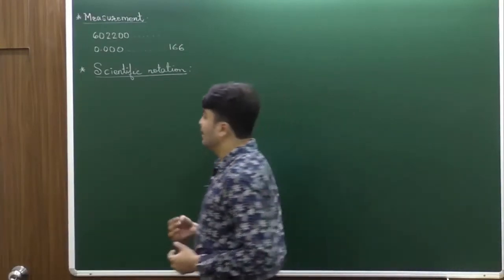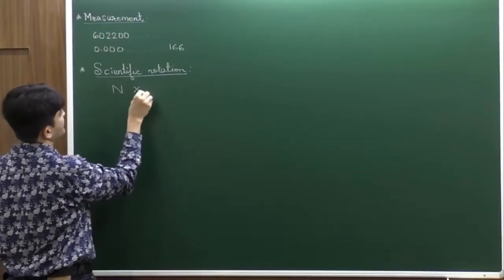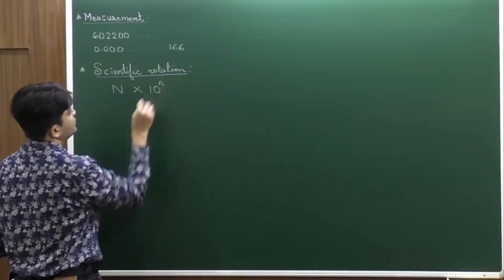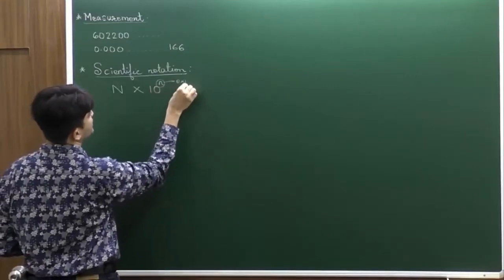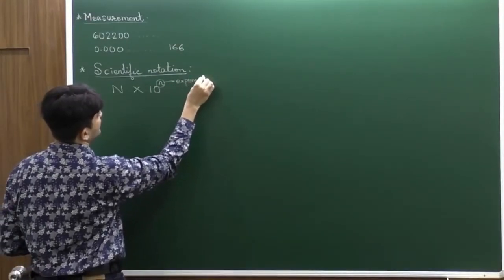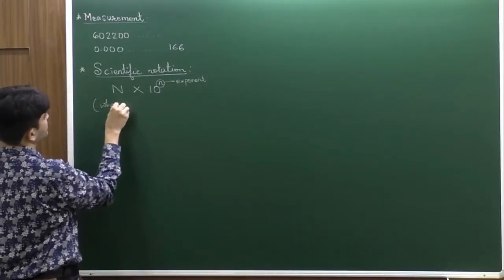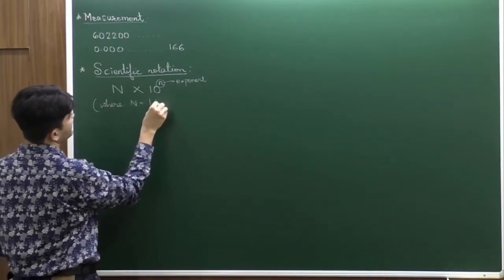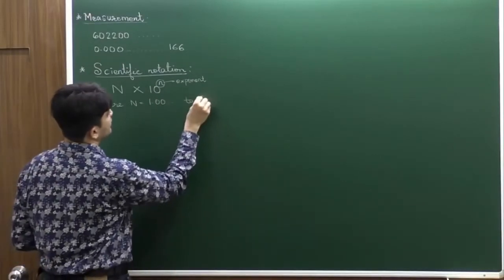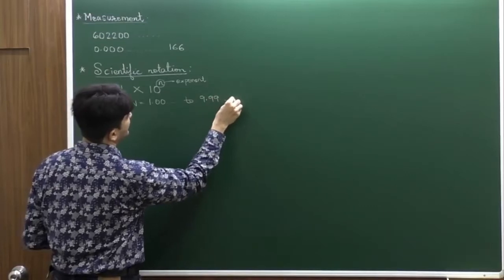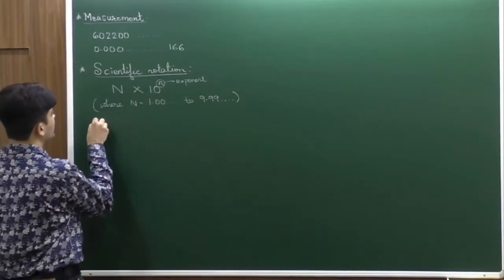So scientific notation actually eases out the calculation associated with this kind of big values and the small values. Okay? A scientific notation is indicated by writing a number as n multiplied by 10 raised to a power, and this power is basically called as exponent. क्या बोलते हैं? Exponent. And this n can range from 1.00 up to 9.99 and continuation.